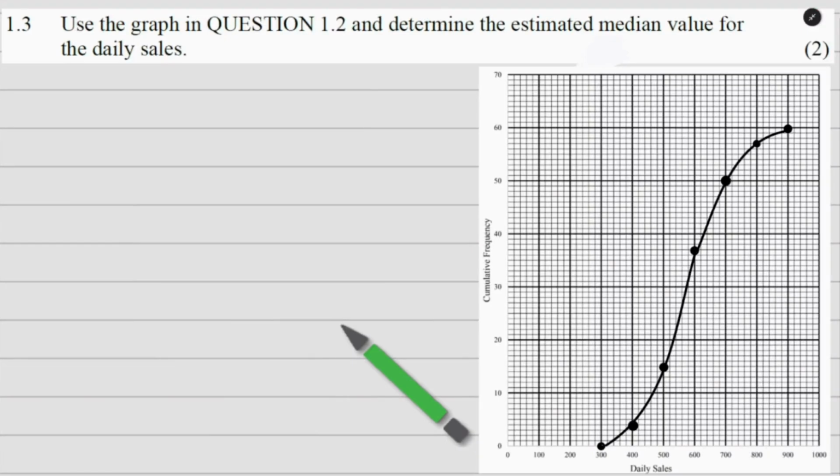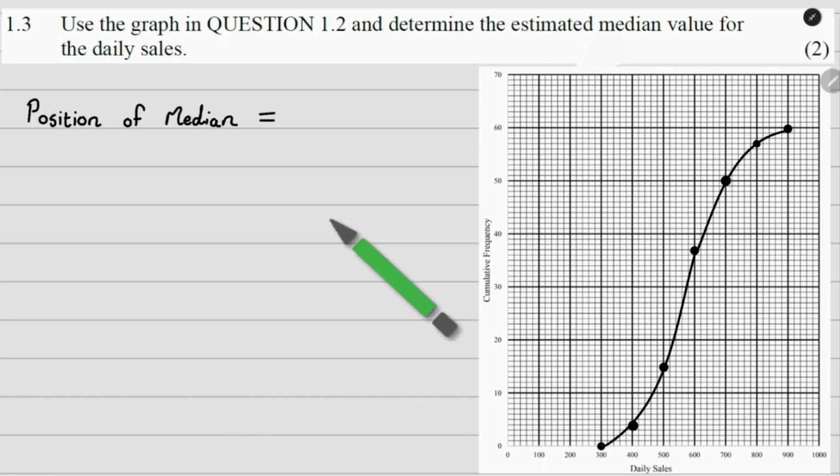In question 1.3, we need to use our Ogive to determine the estimated median for the daily sales. So what we need to do is actually find the position of the median, and we're going to do that by saying a half times our biggest frequency or our cumulative frequency. Because if there's 60 days in total, 30 days is like the halfway point. And that's exactly the answer over here. Half of 60 is 30.